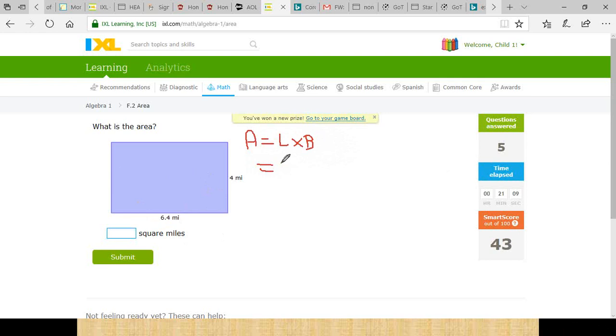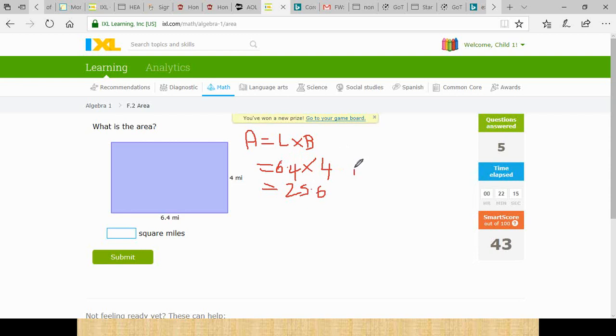What's the length of the rectangle? 6.4. Okay, so the length is the longer side. So it's 6.4 and the breadth is, what's the breadth? 4. So 6.4 times 4 is equal to 25.6.